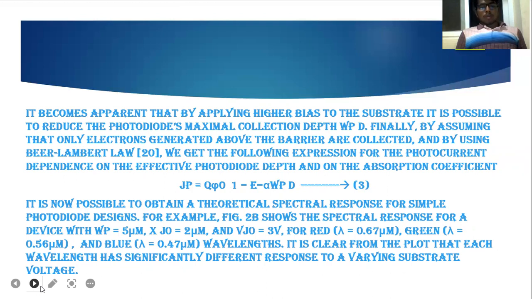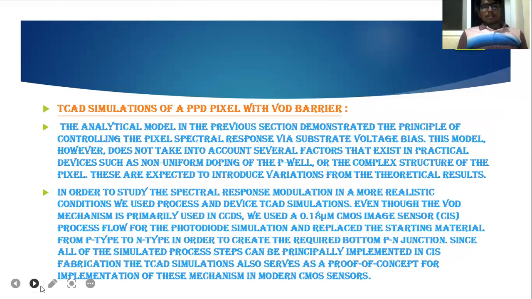It is now possible to obtain a theoretical spectral response for a simple photodiode design. For example, figure 2b shows the spectral response for a device with WPP 5 micron and XJO as shown. This is some TCAD simulations of a P2D pixel with VOD barrier.